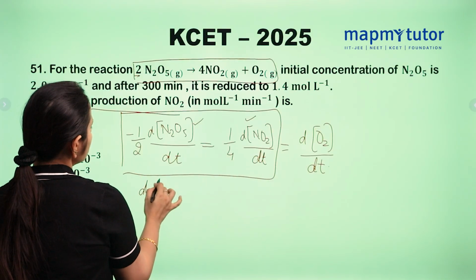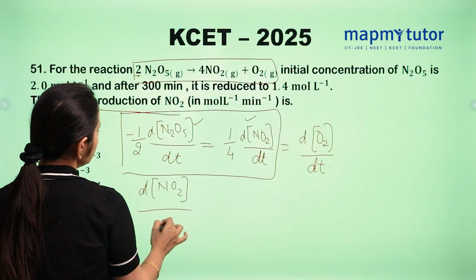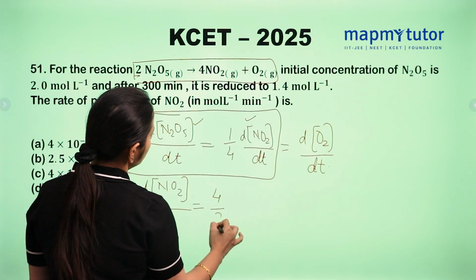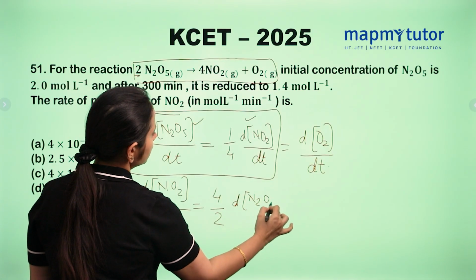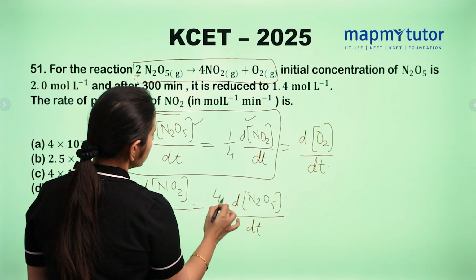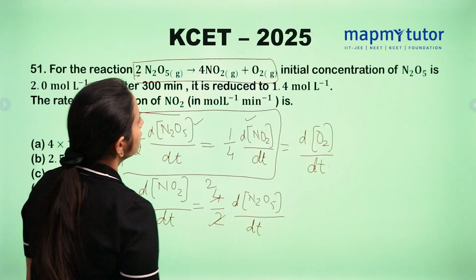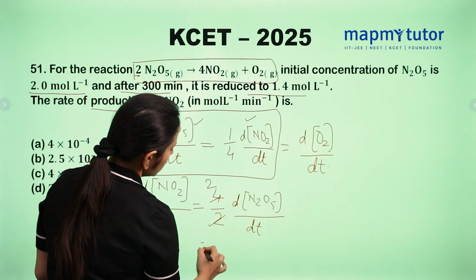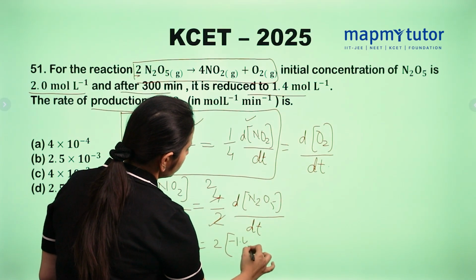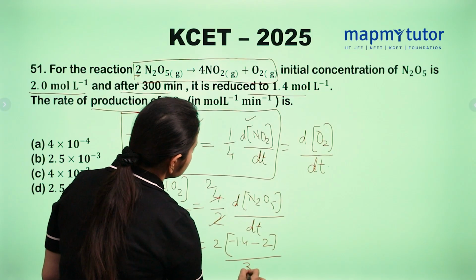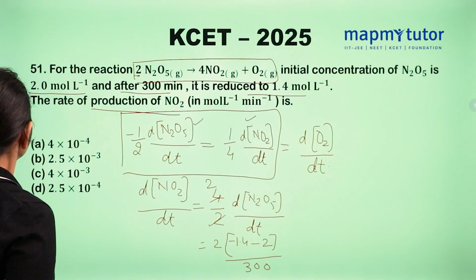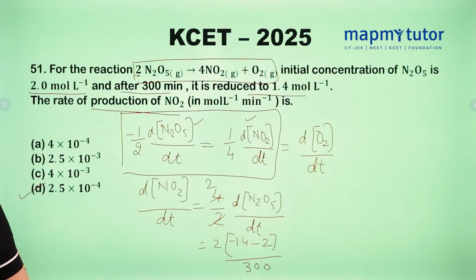So for dNO2 by dt, on rearrangement, the 2 will go to this side and it will come like 4 by 2 dN2O5 by dt. So it will cancel, 2 will come here, and the values are given. The initial concentration of N2O5 is this, and after 300 minutes it is reduced to this. So it comes out to be 2 minus 1.4, multiplied by 2, divided by t, which is given as 300 minutes. On solving, you will get the answer 2.5 into 10 raised to power minus 4. So this is the right answer, option 451.